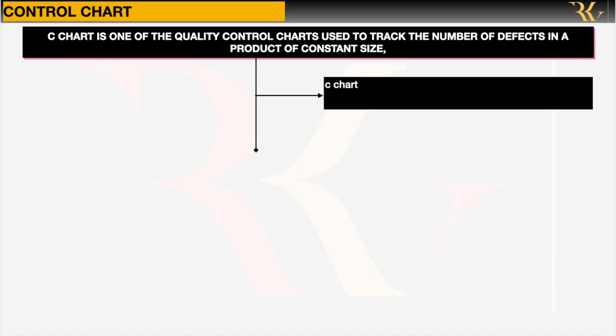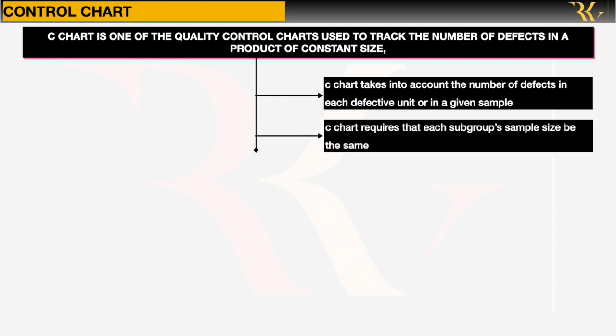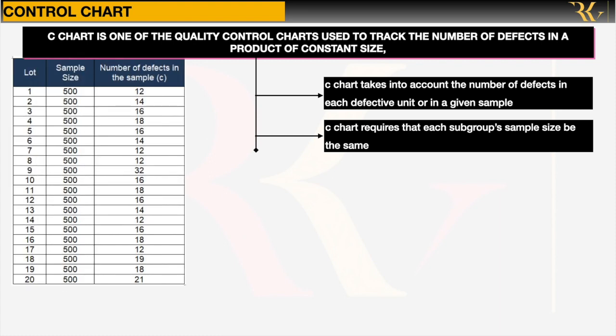The C chart is one of the quality control charts used to track the number of defects in a product of constant size. The C chart takes into account the number of defects in each defective unit or in a given sample. The C chart requires that each subgroup sample size be the same. Now, how to compute C bar? It is calculated by the total number of defects divided by sample size.